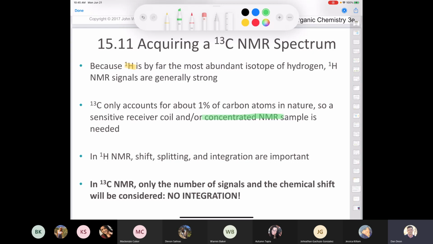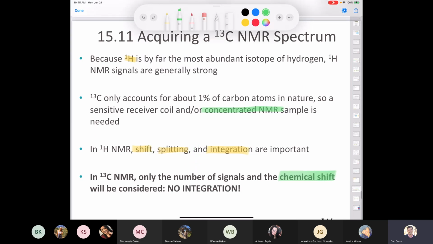But in proton, remember that chemical shift, the splitting or multiplicity, and integration were all important. Well, in carbon-13, it's a little simpler. All you have to worry about is chemical shift. There's no integration whatsoever. Now, notice that it doesn't say there's no splitting, because there are some experiments that you can do coupling to protons, and I'll mention that briefly, just very quickly.